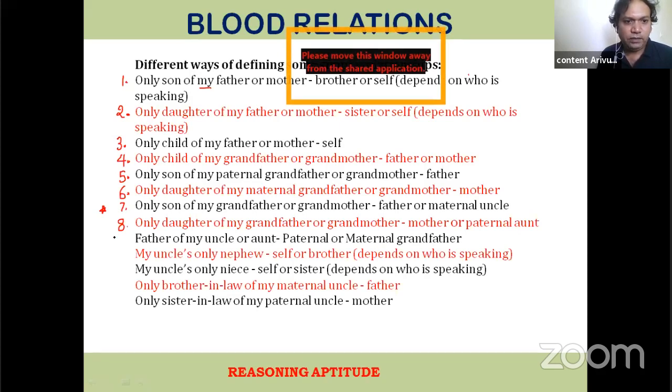Then point number 9. Father of my uncle or aunt is grandfather. Simply we can write grandfather. You can understand it could be either paternal grandfather or maternal grandfather.